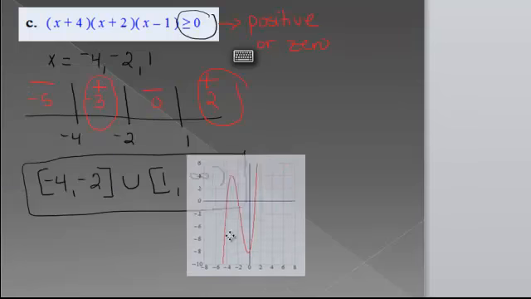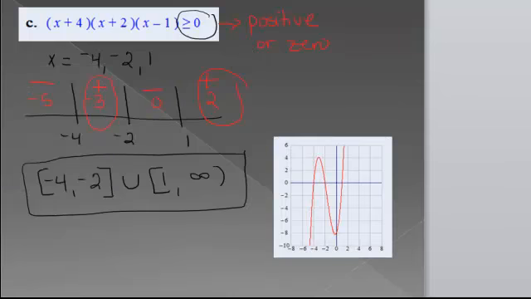Again, look at the graph. In the graph we have the points -4, -2, and 1. We want the parts where it's positive or 0. So we want here, which is between -4 and -2, and we want here, which is everything after a +1.